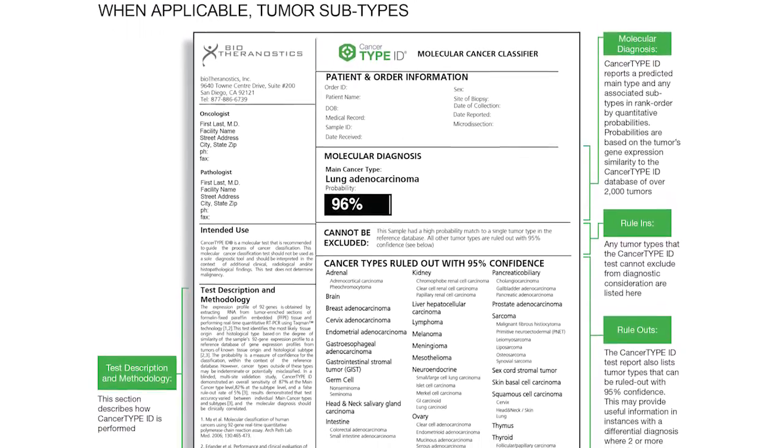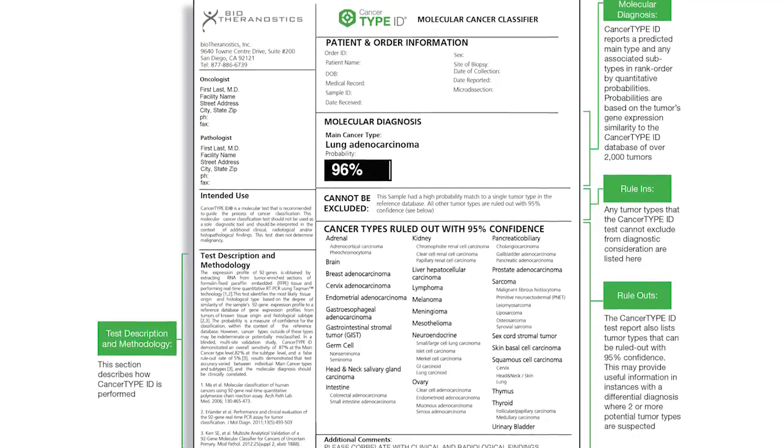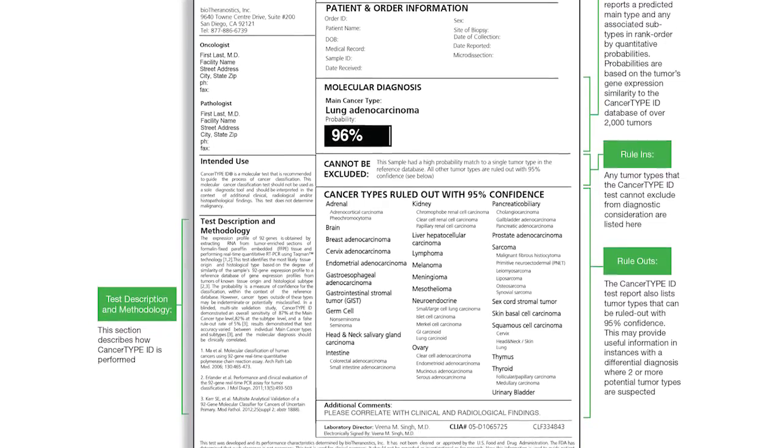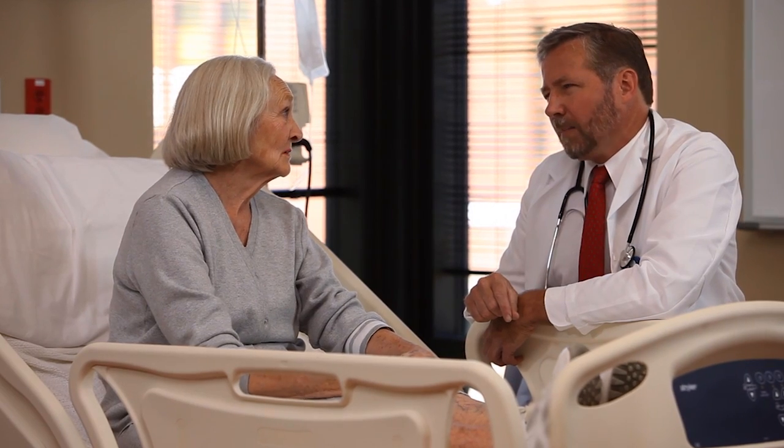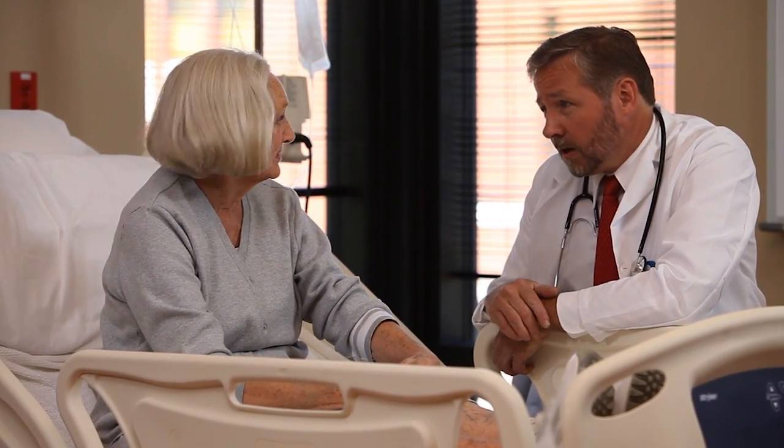The information giving us confidence in the molecular cancer classifier assay CancerTYPE ID comes from thousands of patients who've had the test, its accuracy in known cancer type, the extensive study done in patients with CUP, and the clinical application in prospective studies, in several retrospective studies, where you look back at patients who were treated based on the CancerTYPE ID diagnoses.